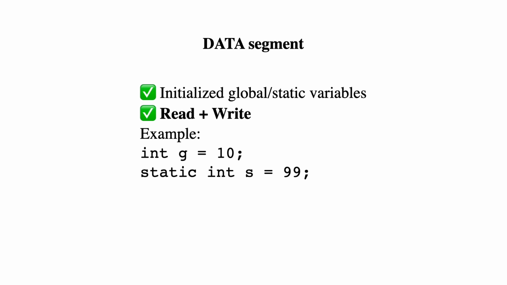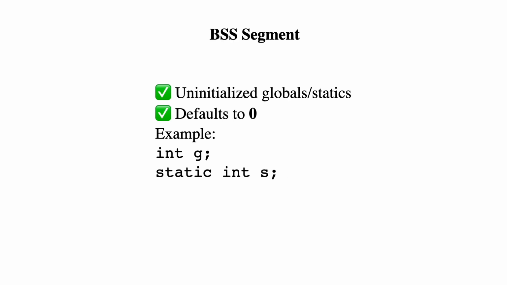Let's see the data segment. If a global or static has a value already assigned in code, it goes to data, because its initial value must be stored somewhere inside the program image. Let's see the BSS segment. BSS is the smartest segment. Uninitialized globals do not need space in the executable file. The loader just allocates memory and zeroes it out efficiently.